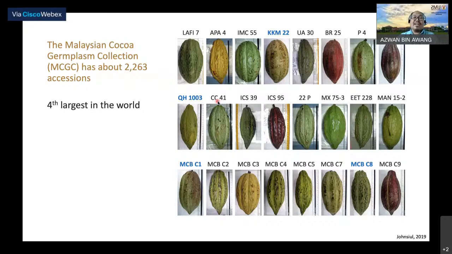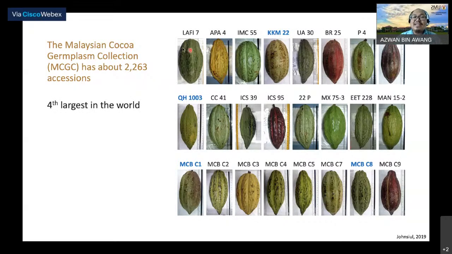So in Malaysia, we are collecting around 2,263 accessions, that is types of cocoa, right, in a germplasm. It's just like a bank, right? A bank of plants. So in Malaysia, we have this amount, and we are the fourth largest in the world in terms of numbers of types of cocoa that we have.